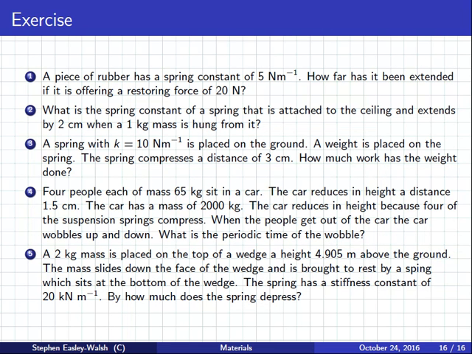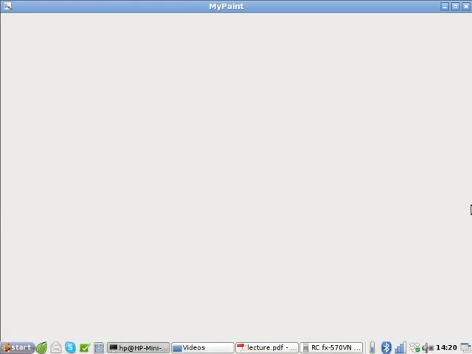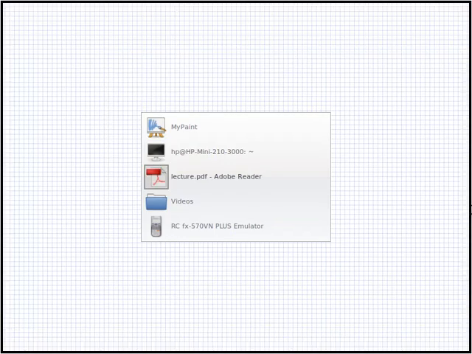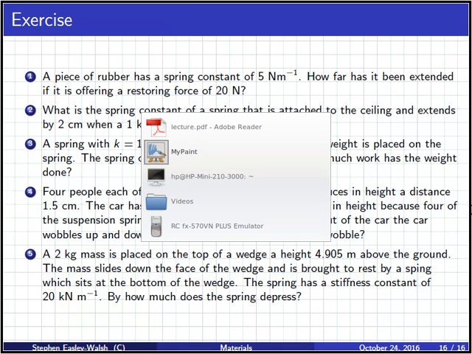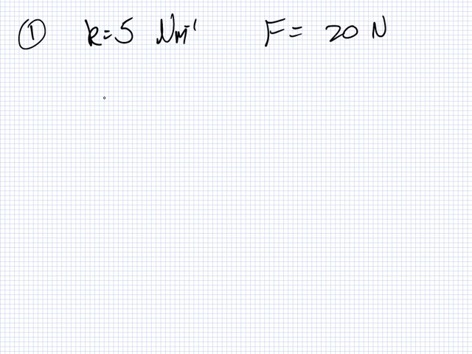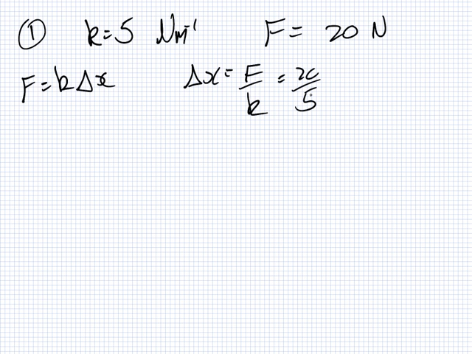So the first one, the k is 5 and the f is 20. So for number one, the k is 5, and the f is 20. Then f equals k delta x, so delta x is f over k, which is 20 over 5, which is 4 meters. Did you get that? Yes. For the first one? Yes.